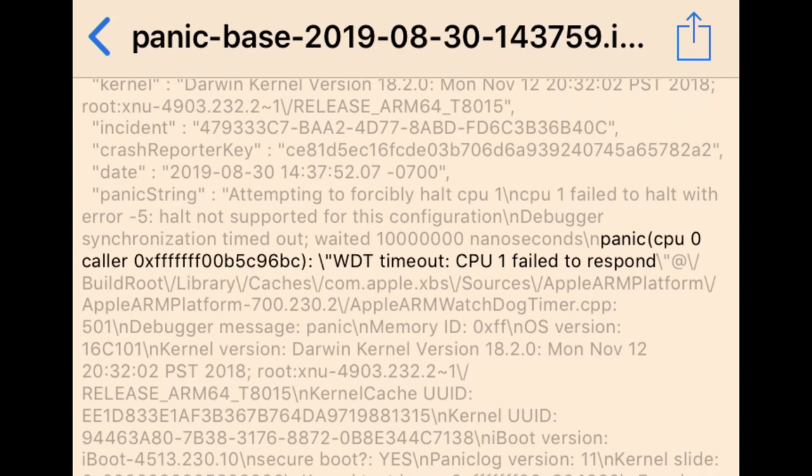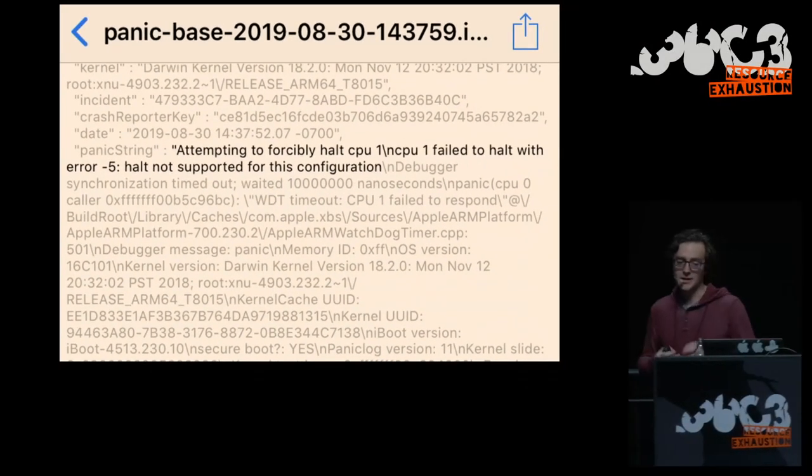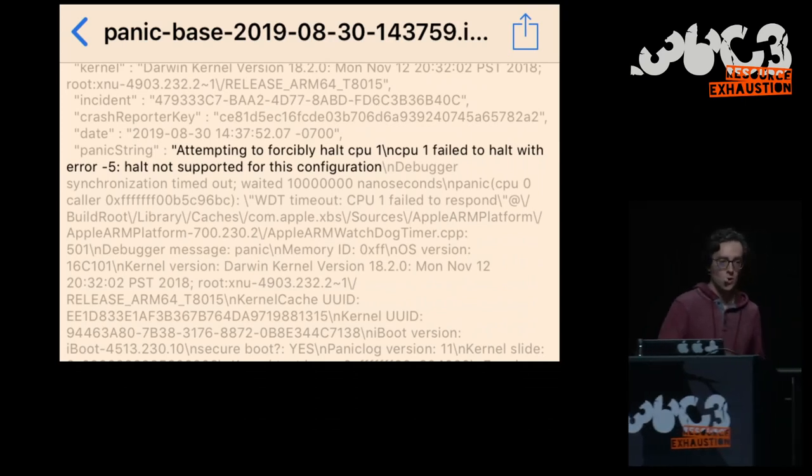But what really caught my attention about this panic message was something much earlier in it, where it says, attempting to forcibly halt CPU 1. Now, this was really interesting to me because according to what I'd read from the ARM manual, there wasn't any standard way for one CPU core to halt a second CPU. Like, there's no MSRs that you can write to. I didn't really remember any way to accomplish this. So what I figured was there's probably some sort of proprietary interface going on here where maybe there are special CPU control registers, which are accessible via MMIO, and somehow XNU is trying to leverage those in order to halt the CPU.